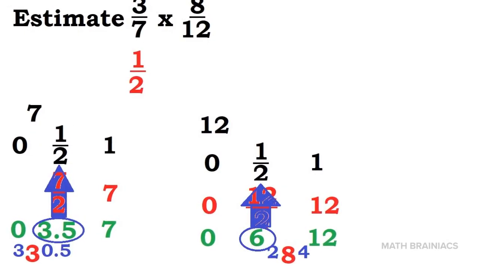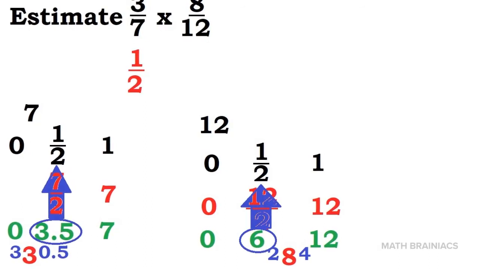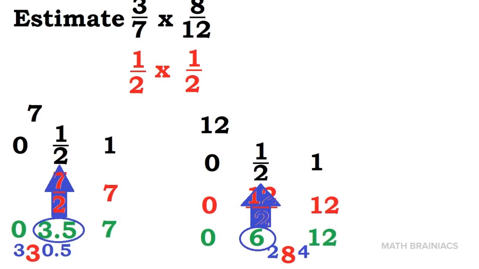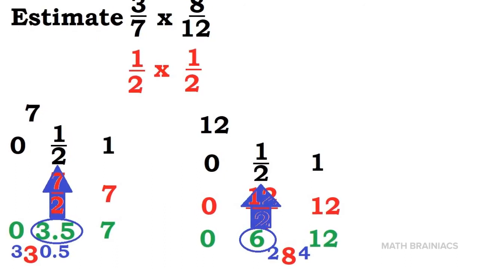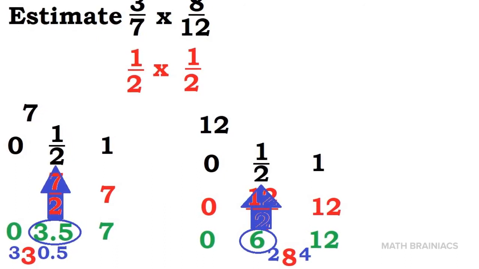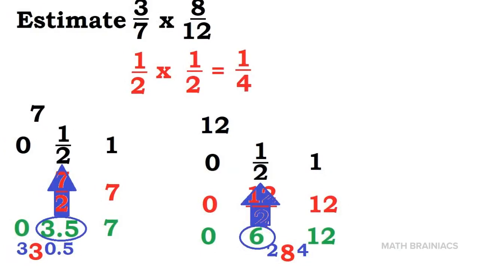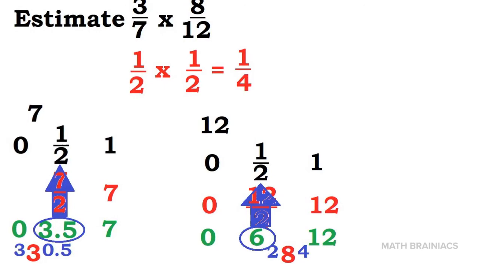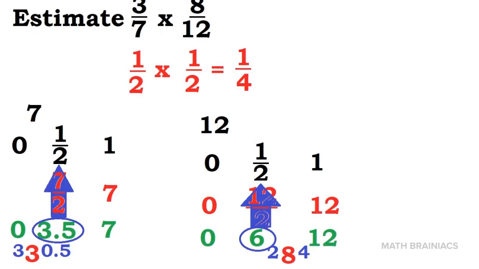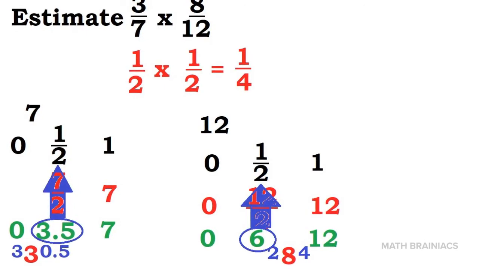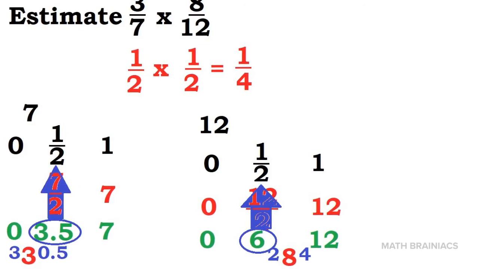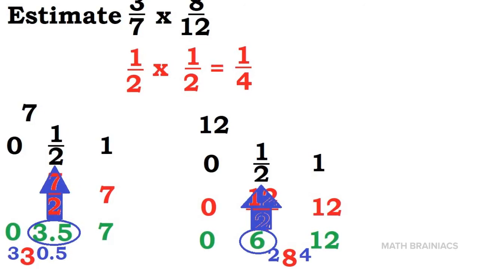So, we are going to consider 6, which is half of 12. Accordingly, the estimate of 8 over 12 is half. Therefore, 1 half times 1 half will give us 1/4. Let us multiply the numerator. 1 times 1 is 1. Then, the denominator. 2 times 2 is equal to 4. Therefore, 1 half times 1 half is equal to 1/4.